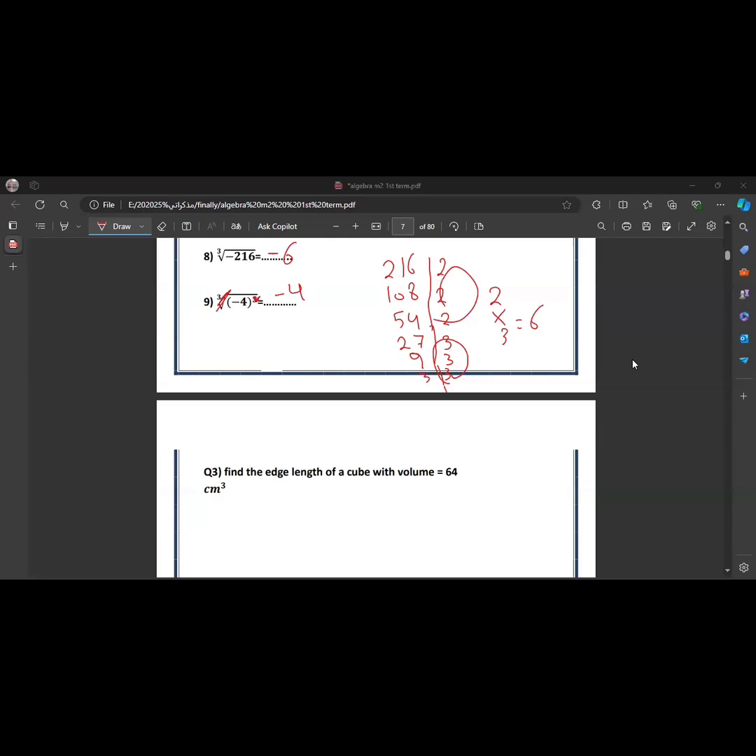And here, find the edge length of the cube, which has volume 64 cubic centimeters. We know that the volume of the cube equals L power 3, or the edge power 3. So the edge length equals the inverse, a cube root of volume. Equals cube root of 64 equals 4. Very good.